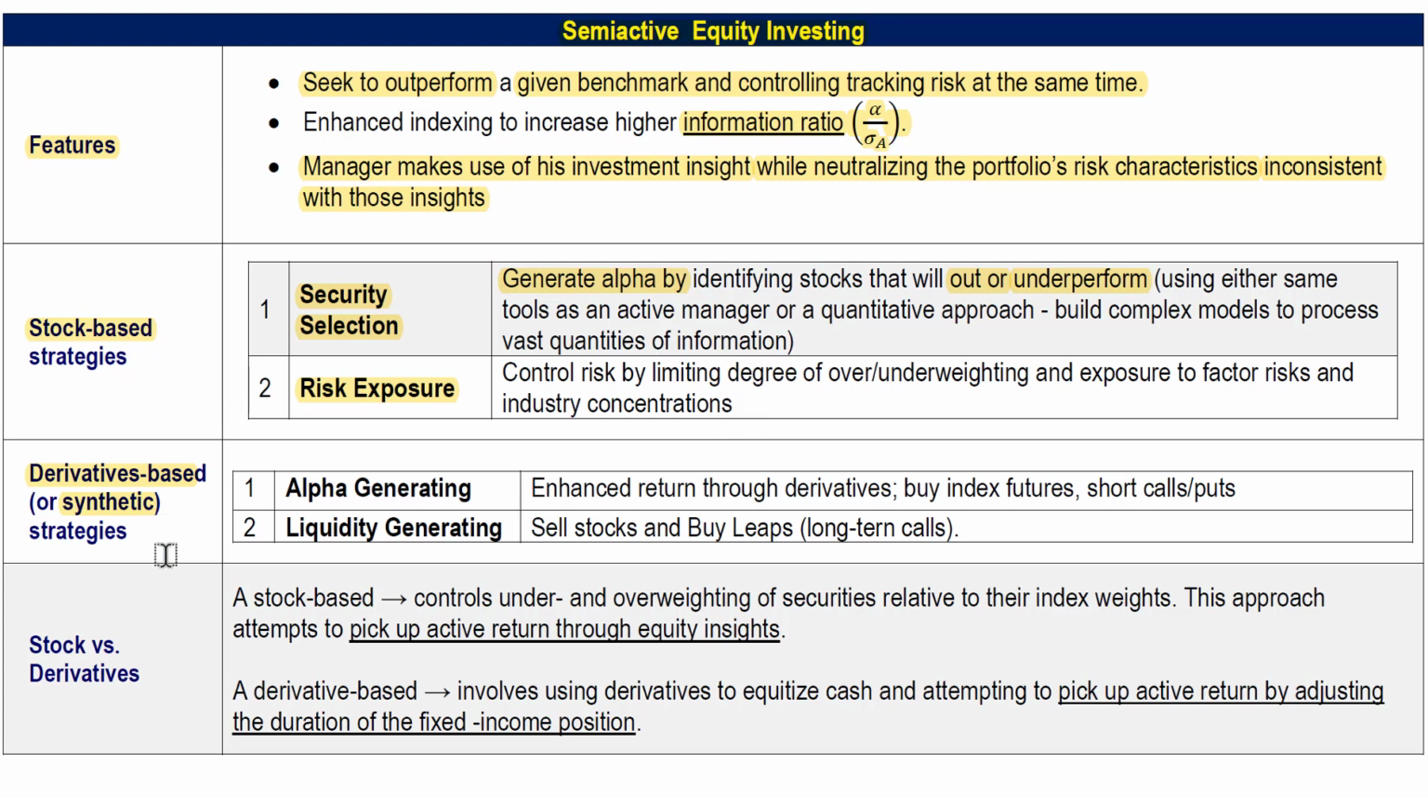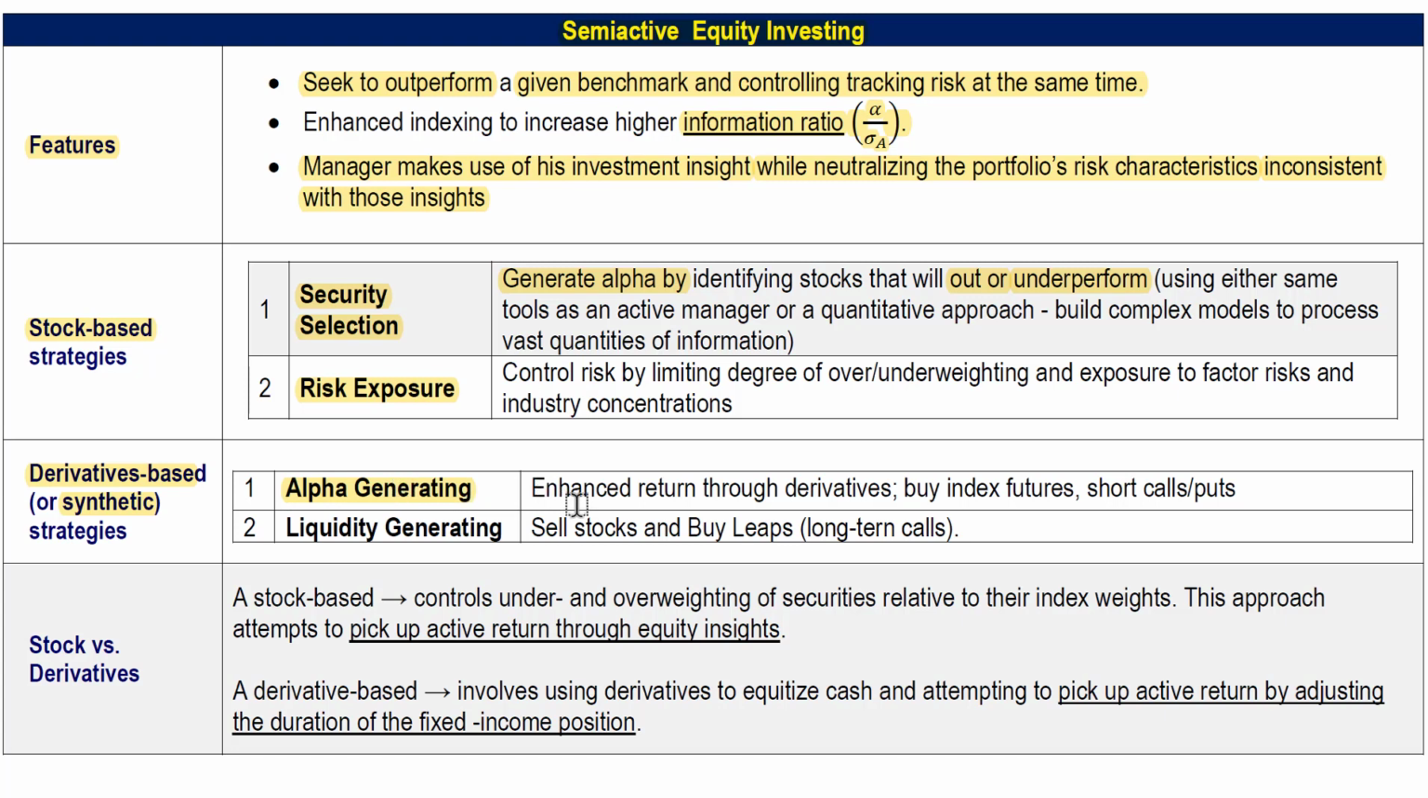On the other part, you may use derivatives. In other words, you don't want to buy the stock because the rebalancing of a stock may cost you more in terms of transaction and trading cost. So you may consider using a derivative. And using a derivative, there are two purposes. One, you want to generate alpha. Suppose you want to generate alpha, what do you do?